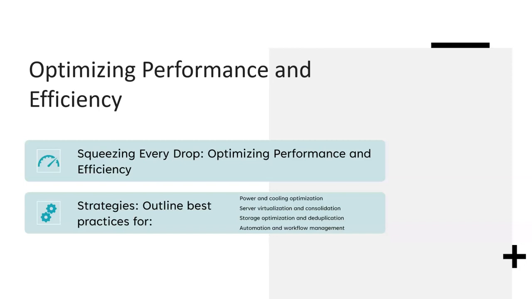Optimization and performance efficiency, like squeezing every drop, optimizing performance and efficiency, because the more you optimize, the more ROI, the more return on investment there will be. And for this you need strategies and best practices like power and cooling optimization, to use less power and have more cooling. Server virtualization and consolidation: in case you don't want to use more servers, you can use virtual servers. Storage optimization and deduplication: if you deduplicate, you can save your memory. Automation and workflow management are also key points for the strategies.